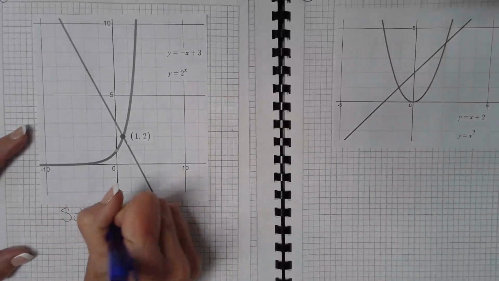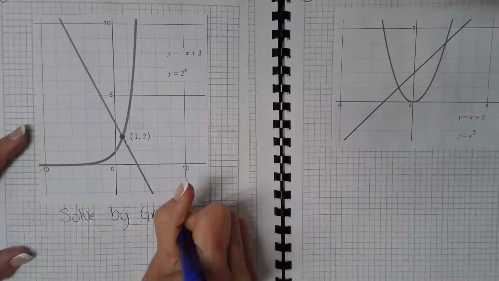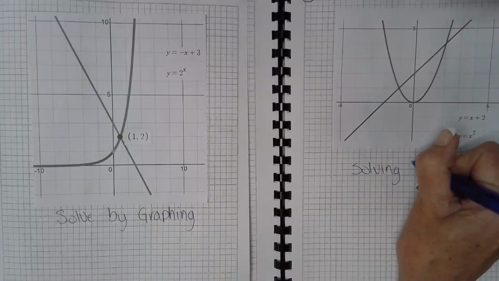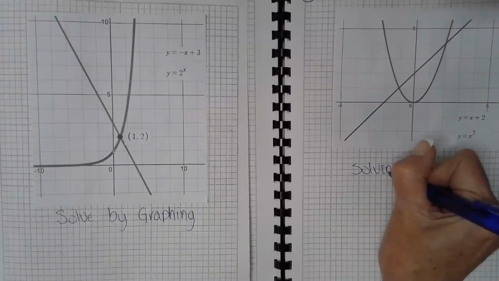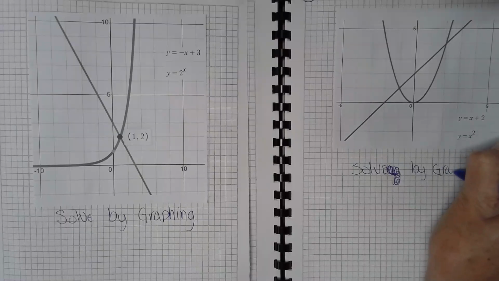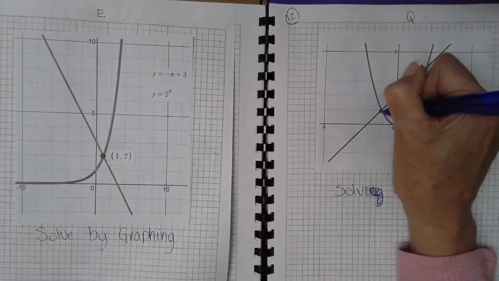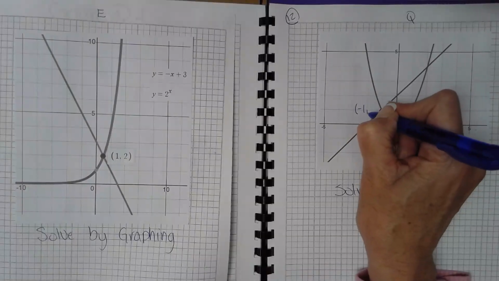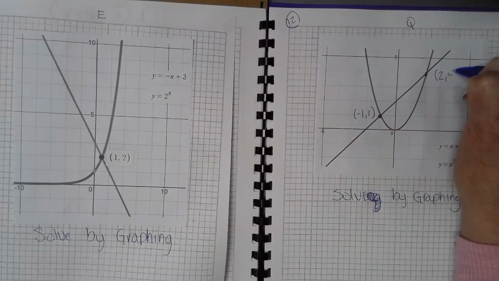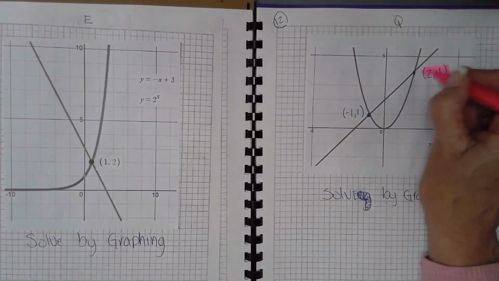Solve by graphing. And that's on both of these. So you can write it twice if you like, or write it once. Solve by graphing. Okay, and this one has two solutions. This solution is negative 1, 1. And this solution is 2, 4. And those of you that like to highlight, you might want to highlight these. These are your solutions.